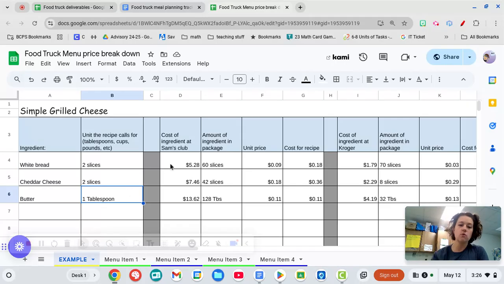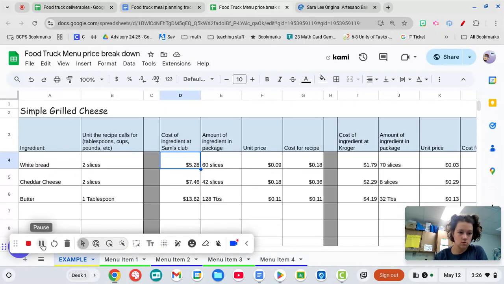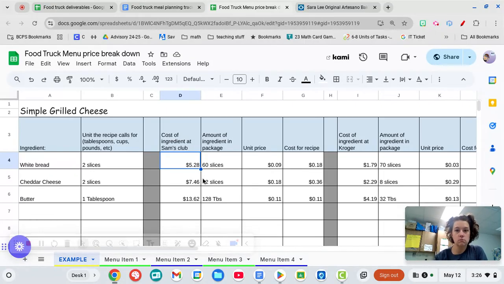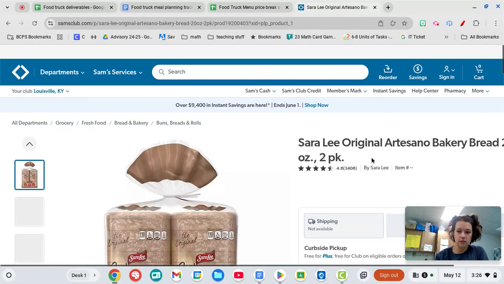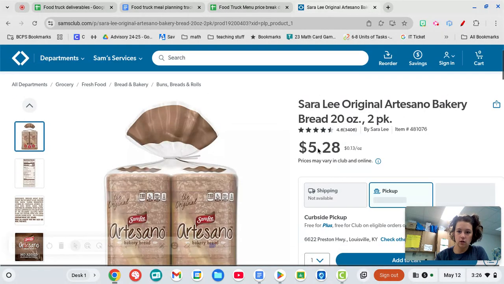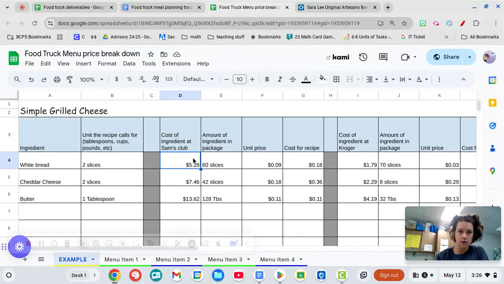Now, for this next section, this is where you actually go to the store and you find, I'm going to look for white bread at Sam's Club, and I'm going to fill in the information I need for my bread. Now, I'm measuring the bread in slices. So let's look at what we have. It is $5.28, so I filled that in for my cost.